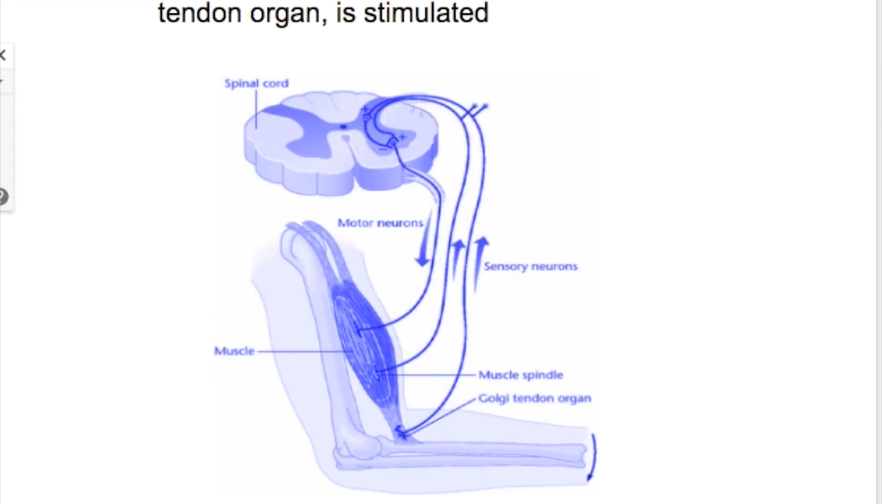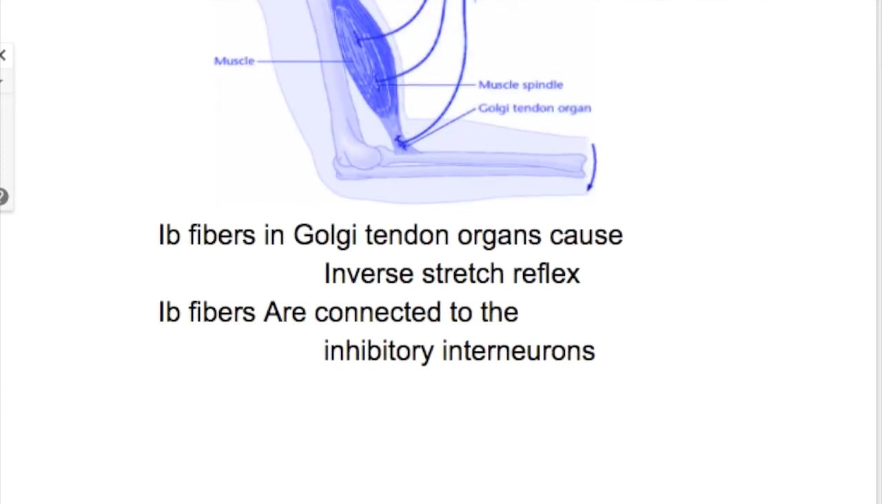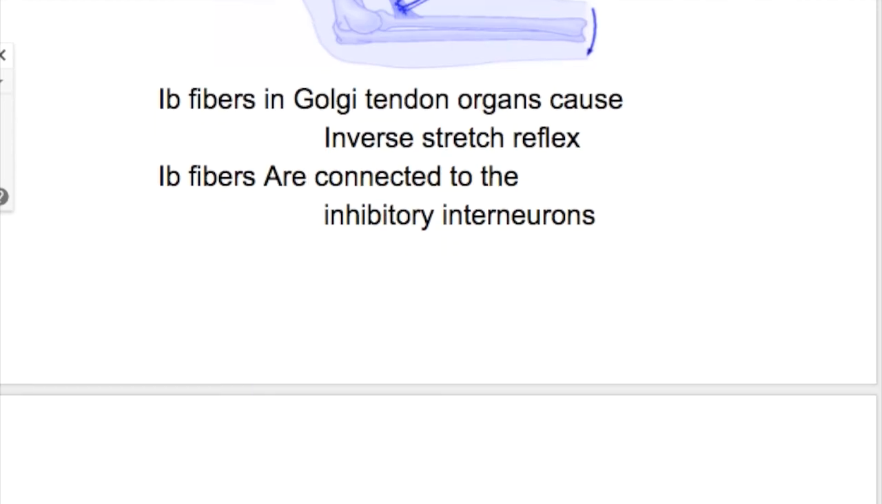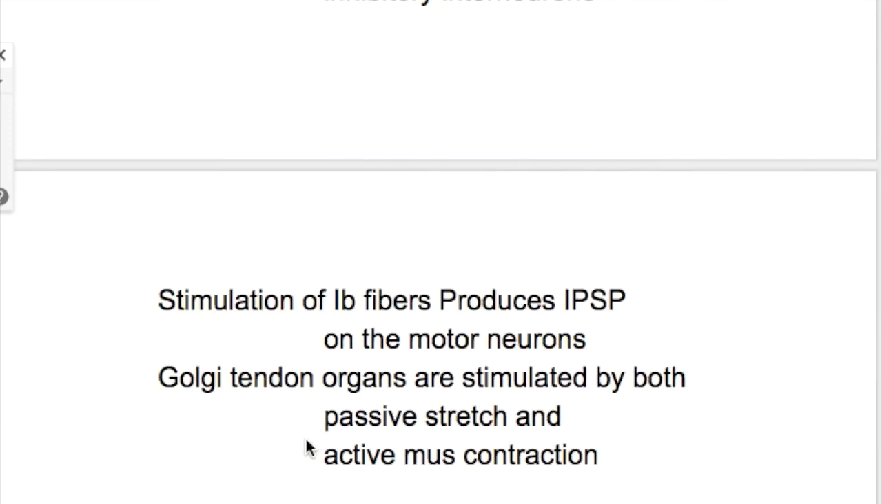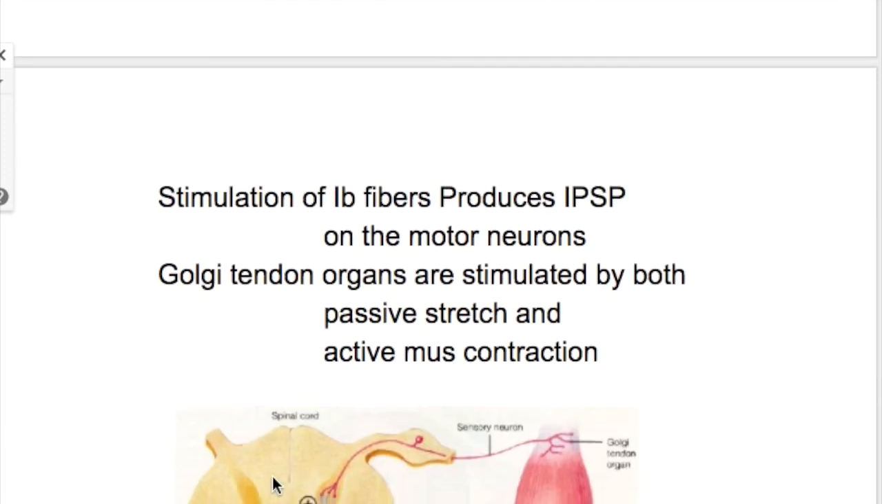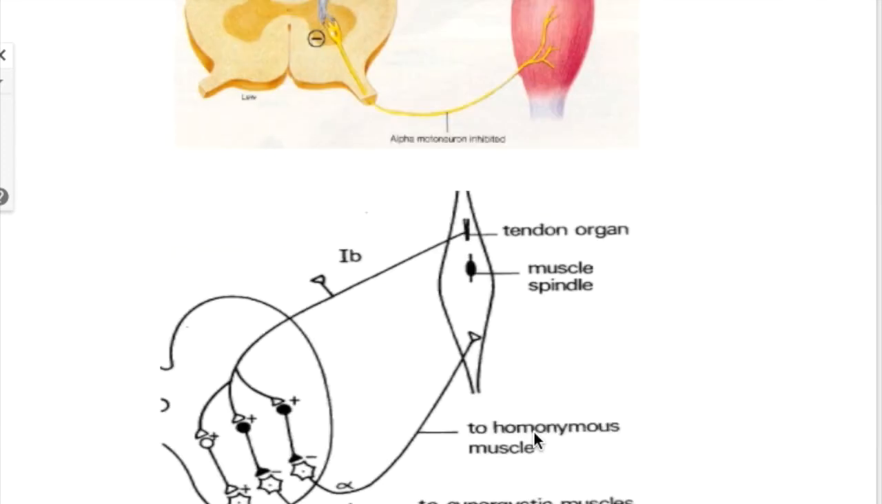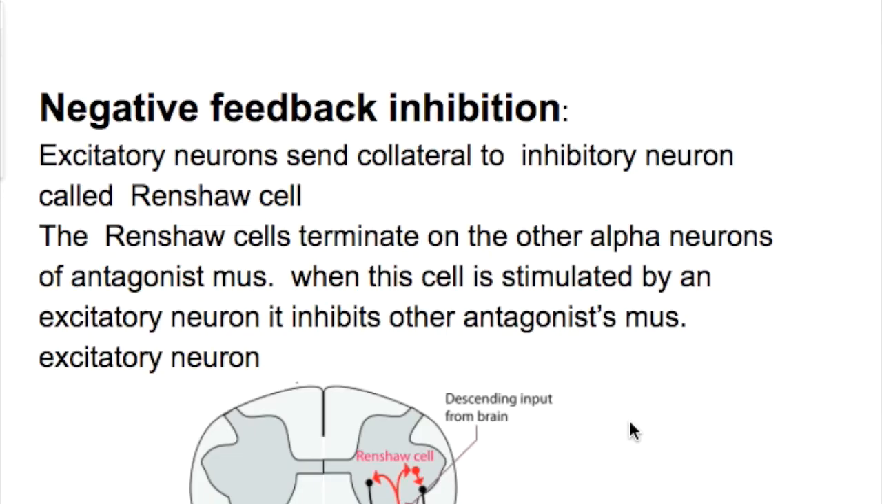1B fibers are connected to the inhibitory interneurons. Stimulation of the 1B fibers produces inhibitory postsynaptic potentials. The Golgi tendon organs are stimulated by both muscle stretch and active muscle contraction. So what are the connections of the Golgi tendon organ? There are three connections. It's inhibitory to the homonymous muscles, it's inhibitory to the synergistic muscles, and it's excitatory to the antagonistic muscles.